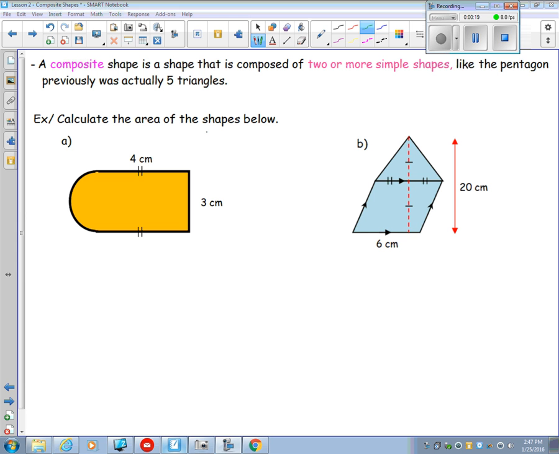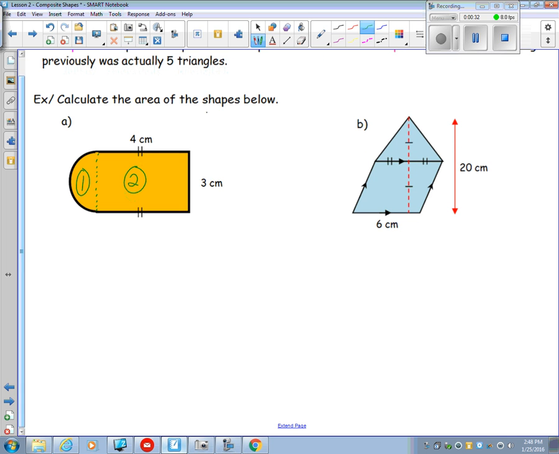I take a look at that, and I could draw a line down here to break this into two parts. I have shape number 1, a half circle, and shape number 2 would be a rectangle. Those are basic shapes, things I can deal with. If I take my circle idea, pi r squared, that would be a whole circle, but I only want half of that, so I'm going to divide by 2.